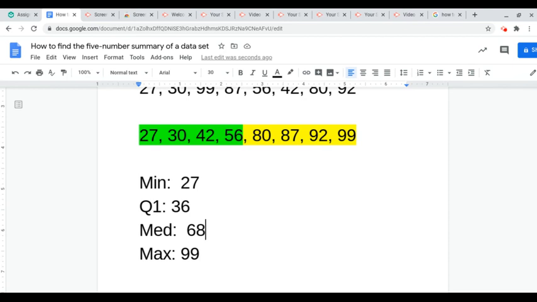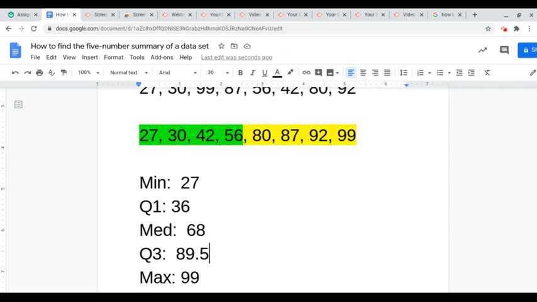So now we're going to find the Q3, or the upper quartile. We're going to do the same thing, but with the upper half of the data set. So the 2 values in the middle are 87 and 92. We're just going to find the average of 87 and 92. So 87 plus 92 gives us 179. So we're going to divide 179 by 2, and when we do that, we're going to get 89.5 for our Q3. So that would be the 75th percentile.